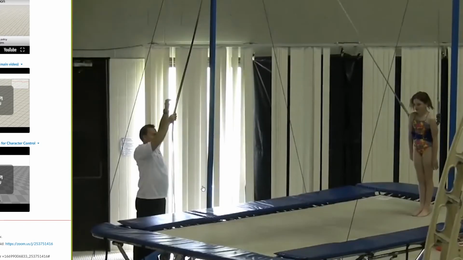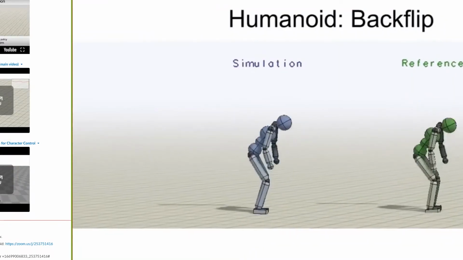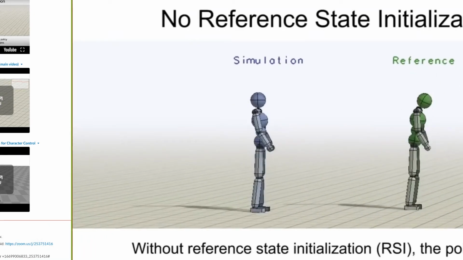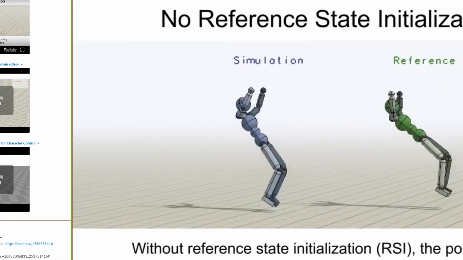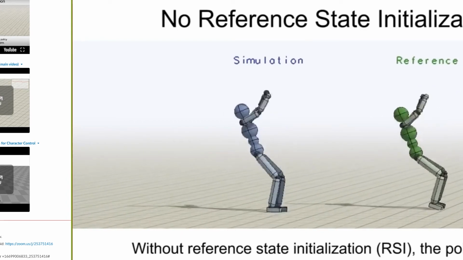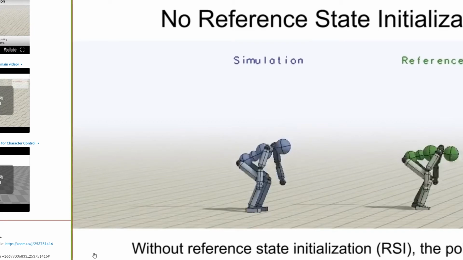Goodness, one moment, please. I have to be careful here so it doesn't crash again. There we go. All right, so I have to use this control. Yeah, so as you can see, the character kind of lurches backwards, but can't actually achieve the backflip. And no amount of training actually allowed it to do so.